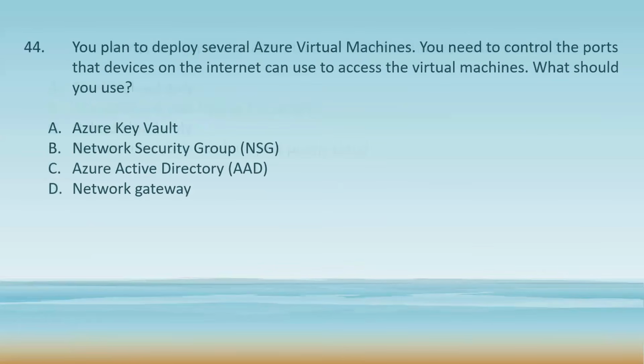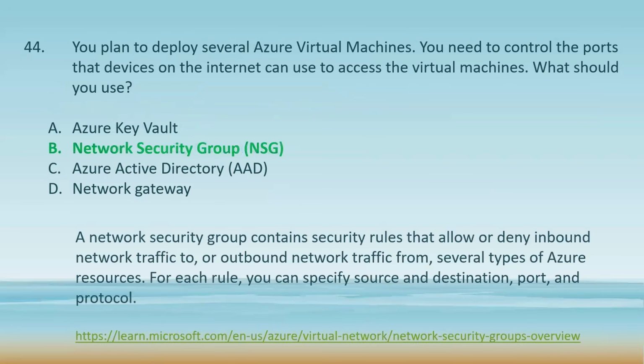Question number 44. You plan to deploy several Azure virtual machines. You need to control the ports that devices on the internet can use to access the virtual machines. What should you use? Your options are Azure Key Vault, Network Security Group, Azure Active Directory, Network Gateway. So the correct answer is option B, Network Security Group.